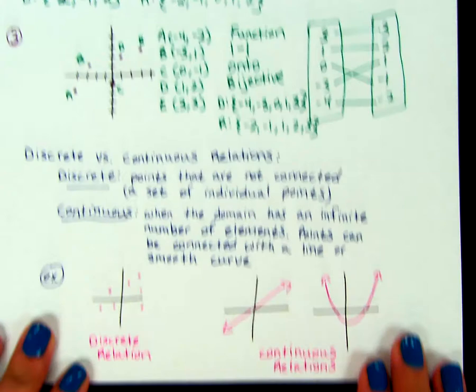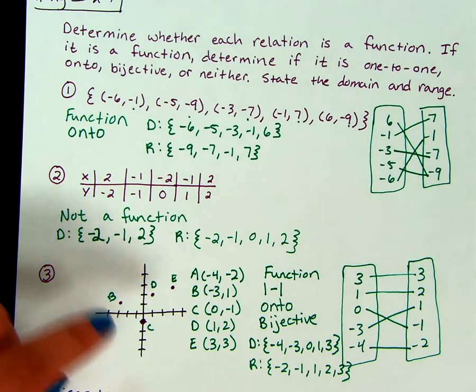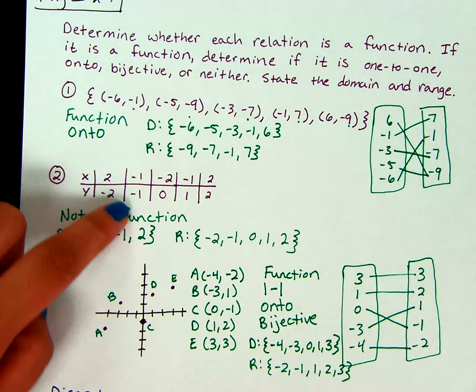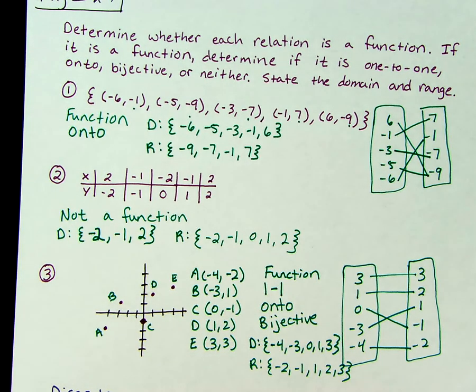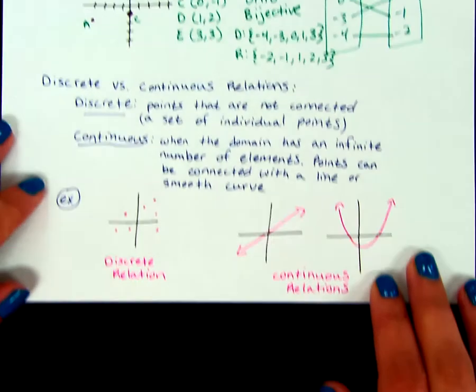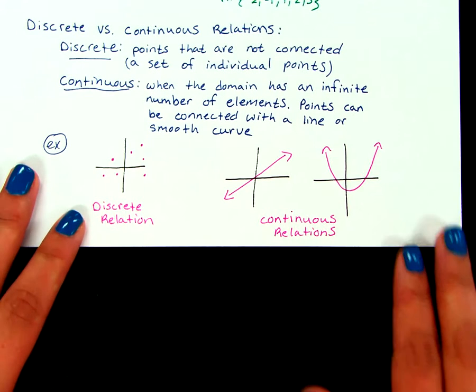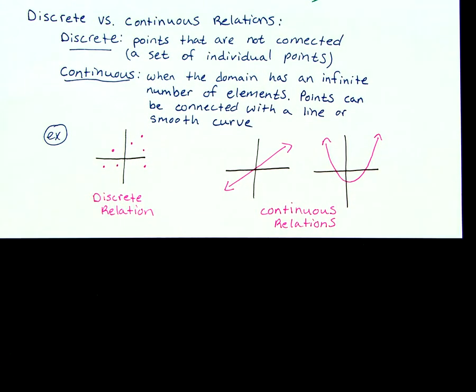Or even in our previous problems, all of these are examples of discrete relations because they're just a list of points together. So they don't have anything to do with each other. They're just individual points. Continuous, then, is going to be when the domain has an infinite number of elements. So points can be connected with a line or a smooth curve.